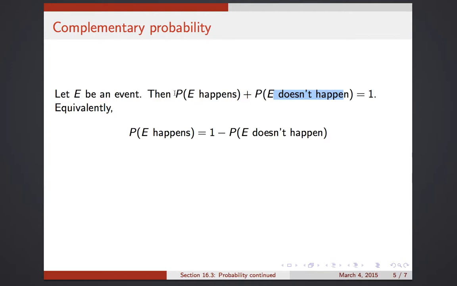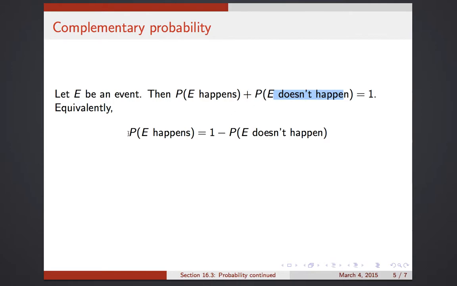So think about it in terms of flipping a coin, right? Let E be the event that you flip a heads. Then E not happening is flipping a tails. You either flip a heads or a tails, right? There are no other options. And the probability of flipping a heads plus the probability of flipping a tails certainly is 100%.